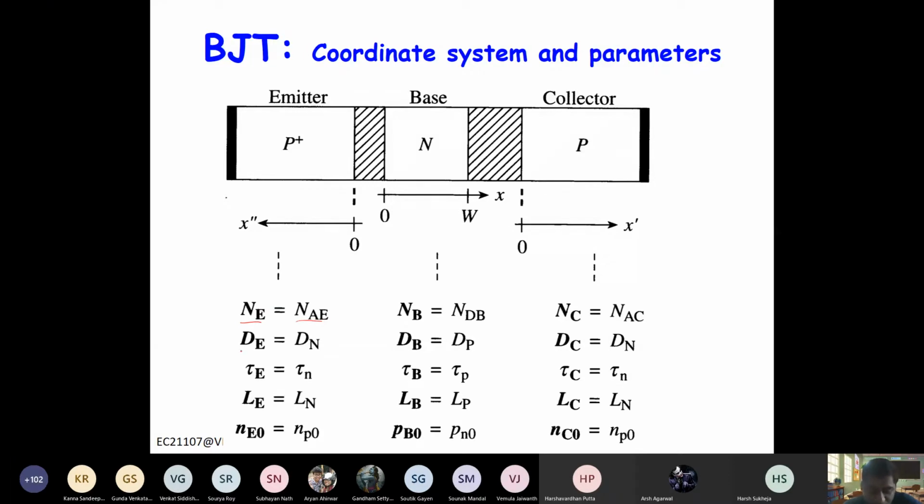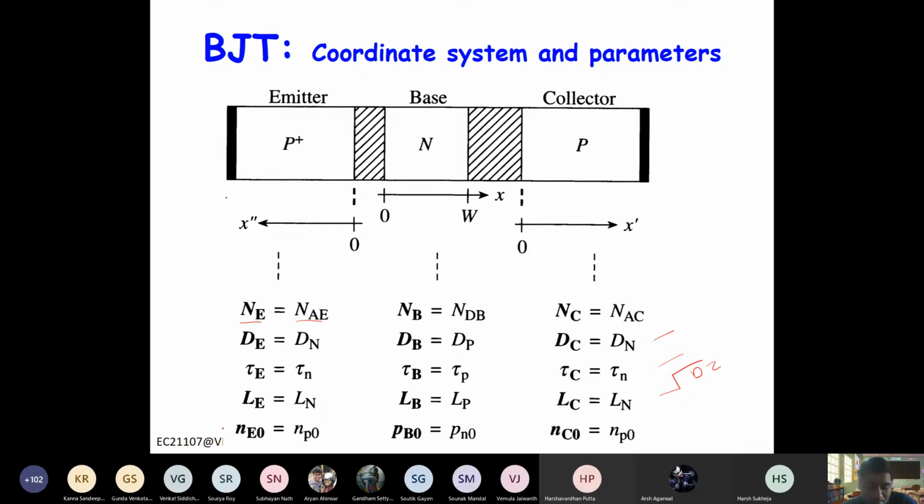And again, D is the diffusion coefficient of minority carriers. So De is the diffusion coefficient of minority carriers, which will be electrons, so it will be Dn in the emitter. Db will be the diffusion coefficient of minority carriers in the base. And Dc is again the diffusion coefficient of minority carriers. Then again, tau is the lifetime for minority carriers. This is also for minority carriers: tau E, tau B, and tau C. And from D tau is L. So L is the square root of D tau. So this is the diffusion length of minority carriers.